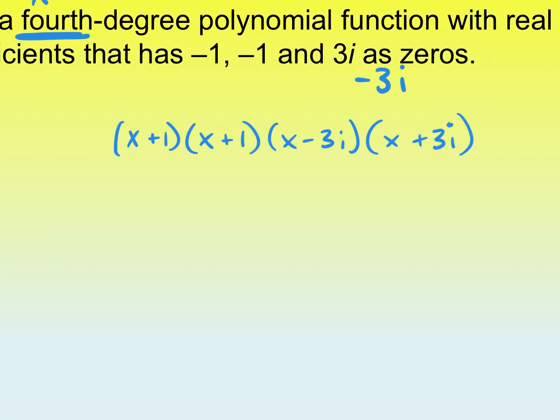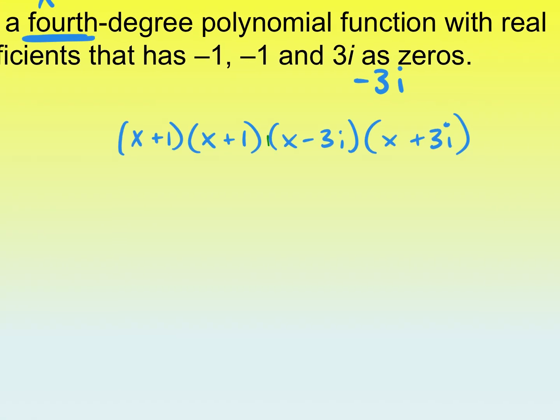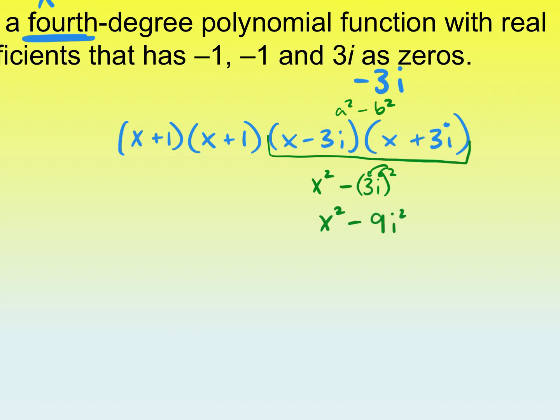We're going to FOIL this out to come up with our polynomial function. Always start with the conjugate pair. It's going to make it so much easier. Start by multiplying out your conjugate pair. And since these are conjugates, we can do our conjugate shortcut: a squared minus b squared. So we've got x squared minus 3i squared. Don't forget we have to square the 3 and square the i, so this would be x squared minus 9i squared. And what does i squared change to? Change to -1, so it makes it a plus 9. So we've got x squared plus 9.